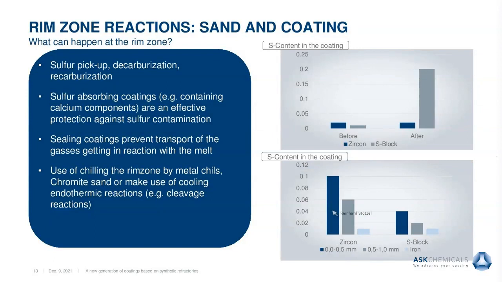In the rim zone, as you can see here, this is a straight zircon coating. But if we implement some sulfur absorbing components, like a scavenger, the sulfur does not enter into the melt anymore. The other possibility is, of course, if we apply a sealing coating on the sand, the transport of the gases is, let's say, reduced, and there's also no possibility that these reactions can happen.